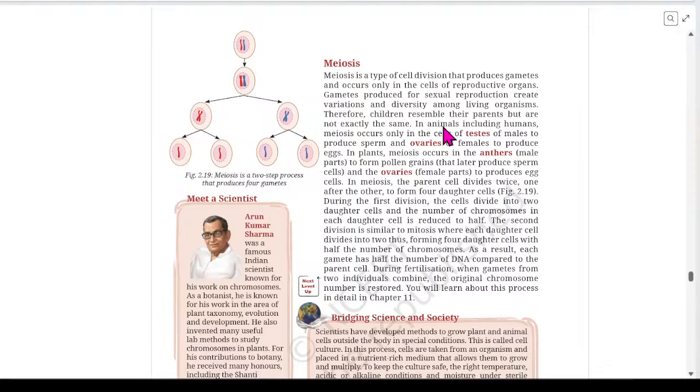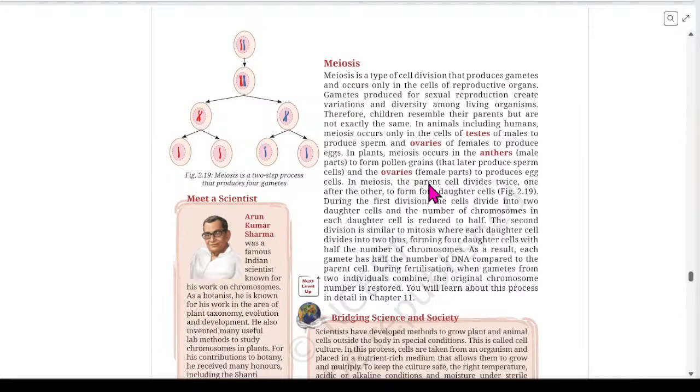In animals, including humans, meiosis occurs only in the cells of the testes of males to produce the sperm and ovaries of females to produce the eggs. In plants, meiosis occurs in the anther to produce pollen grains and the ovaries, which are actually the female parts, to produce the egg cells.